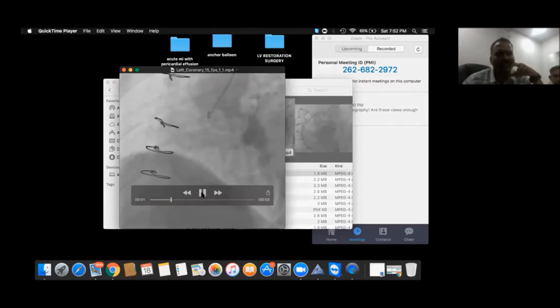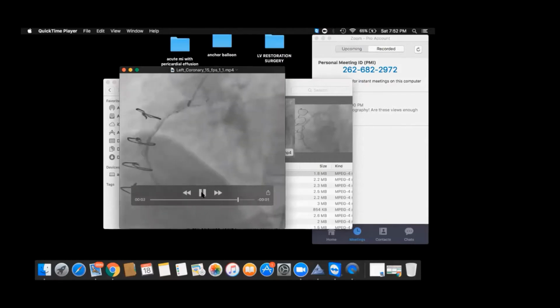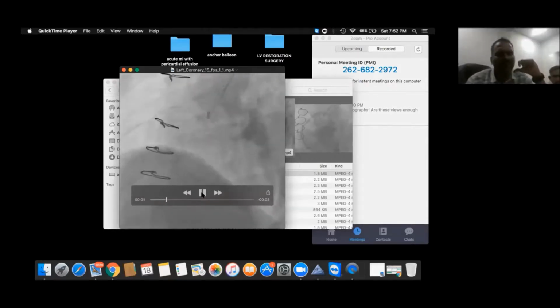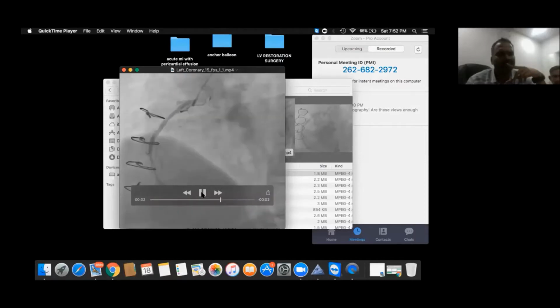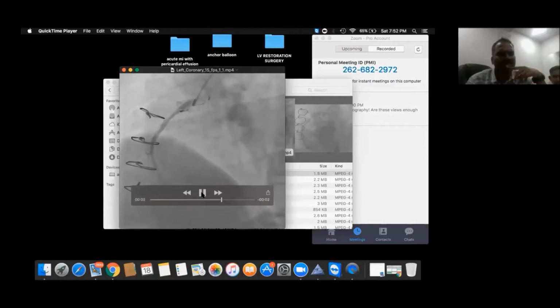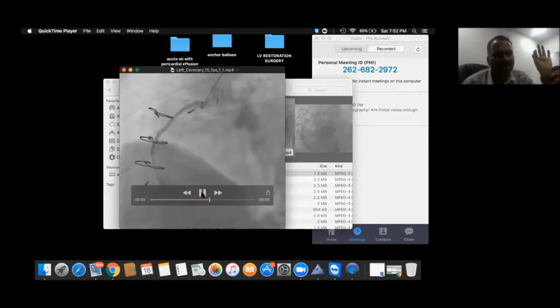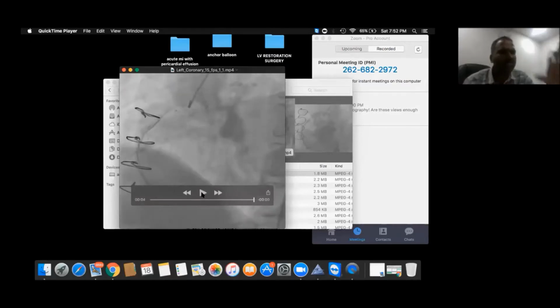Yeah, it looks like your side. It's LAO view. How is your ostium coverage in LAO view? Stent coverage. Is the stent covering the ostium or not, in LAO? It appears as if it is covering.